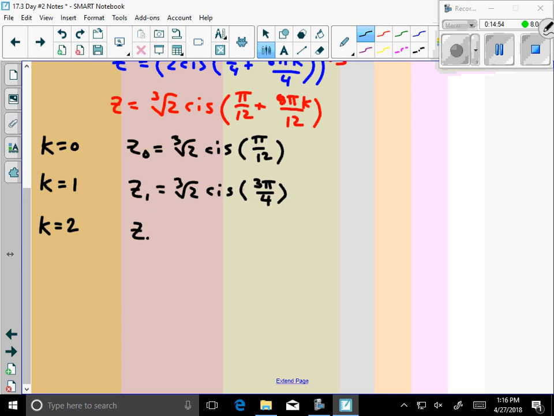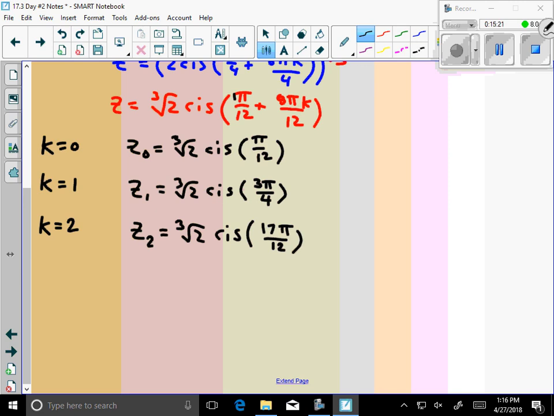And then my third root, which is k equals 2, I'm going to plug in k equals 2. That should be 17 pi over 12. So it'd be 1 plus 8 twice, right? So 17 pi over 12.